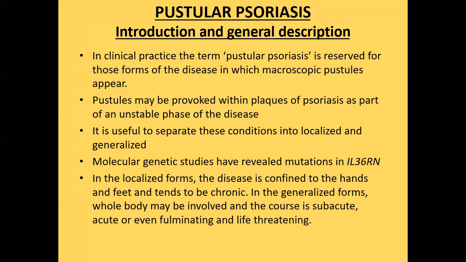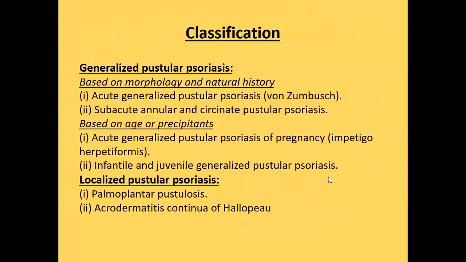Pustules may be provoked within the plaques of psoriasis as a part of an unstable phase of the disease, and this condition is usually separated into a localized and a generalized form. Molecular genetics have revealed a mutation in the IL-36RN protein. In localized disease, the disease is confined to hands and feet and tends to be chronic. In the generalized form, the whole body is involved and the disease is subacute, acute, or fulminating with a life-threatening course.